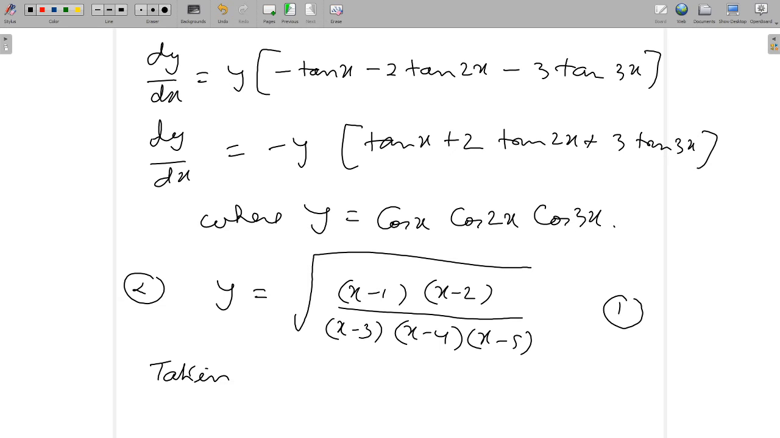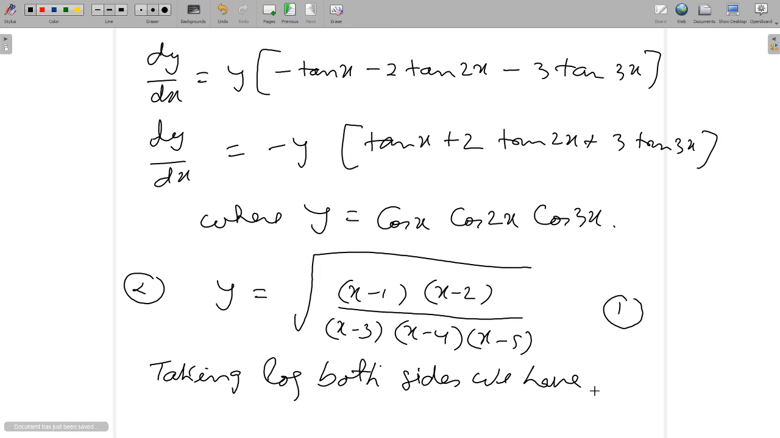Taking log both sides, we have log y equal to the whole, that is log of square root of (x minus 1) into (x minus 2) over (x minus 3) into (x minus 4) into (x minus 5), and then we'll apply the rules which already have been given to you. So those rules you have to apply.